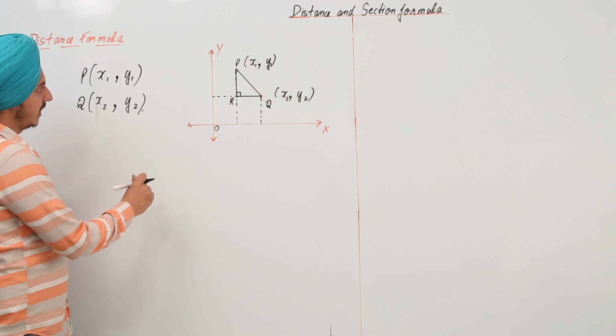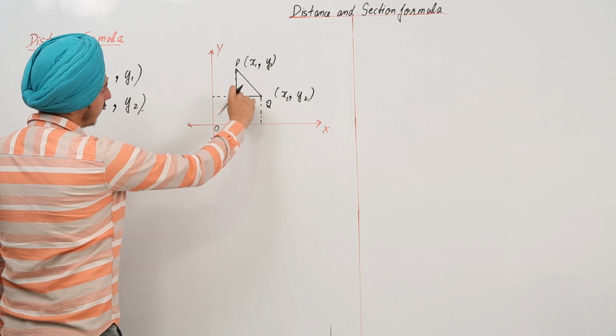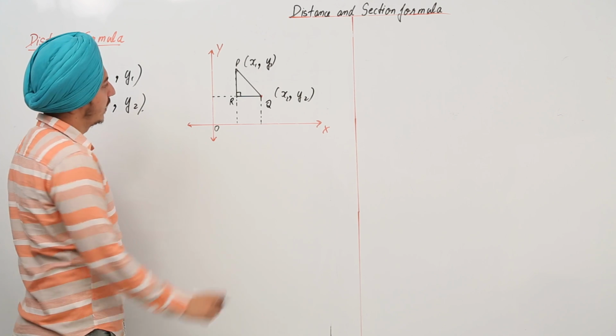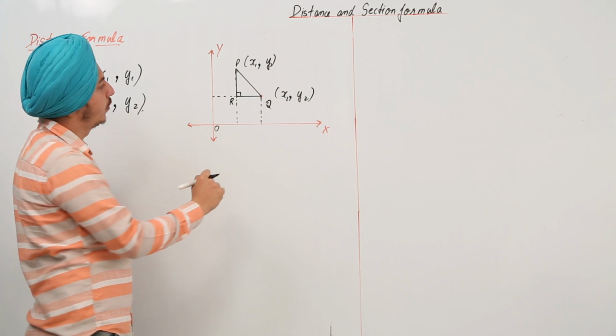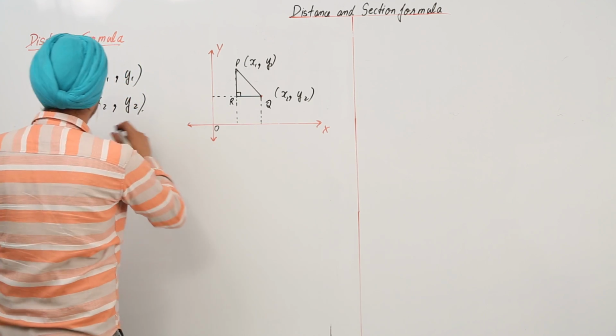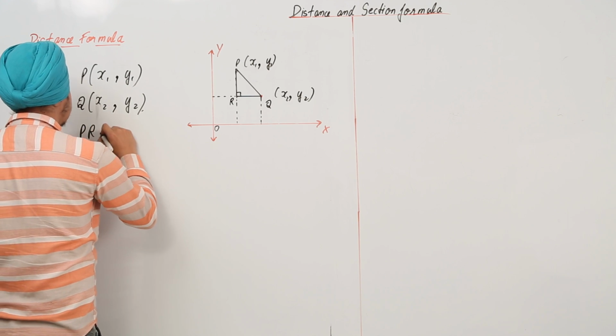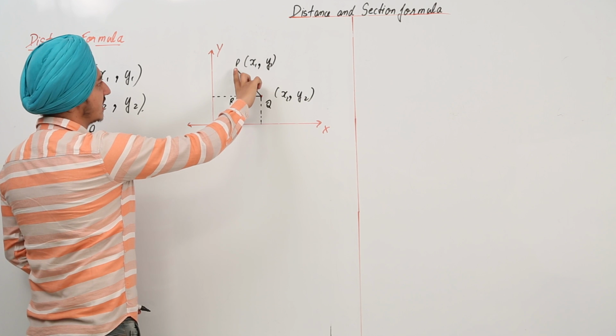What we do is draw this figure and make a right angle triangle at R, wherever the lines of these 2 points meet. We draw a point over there called R. So now let's find out what PR is. If you look at PR, tell me what this distance is.